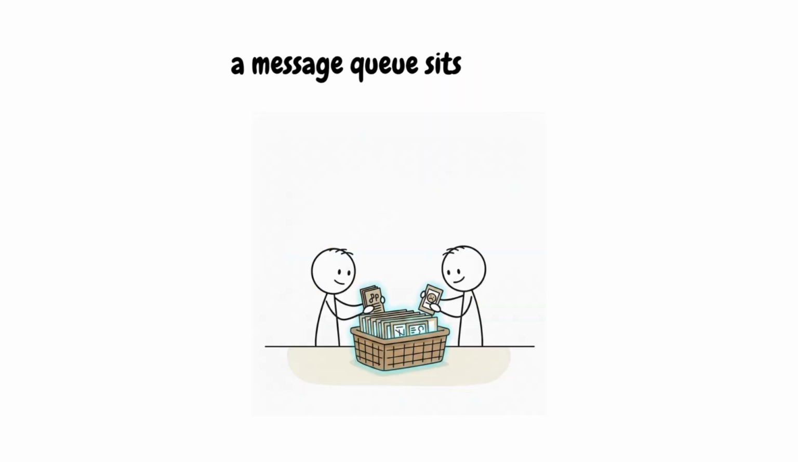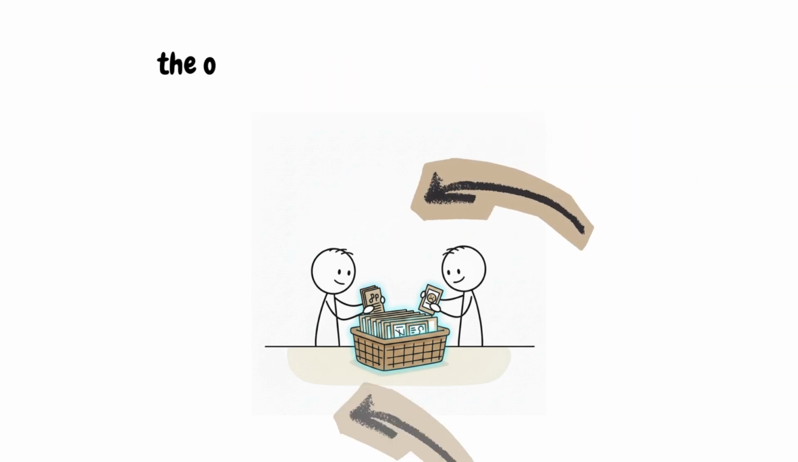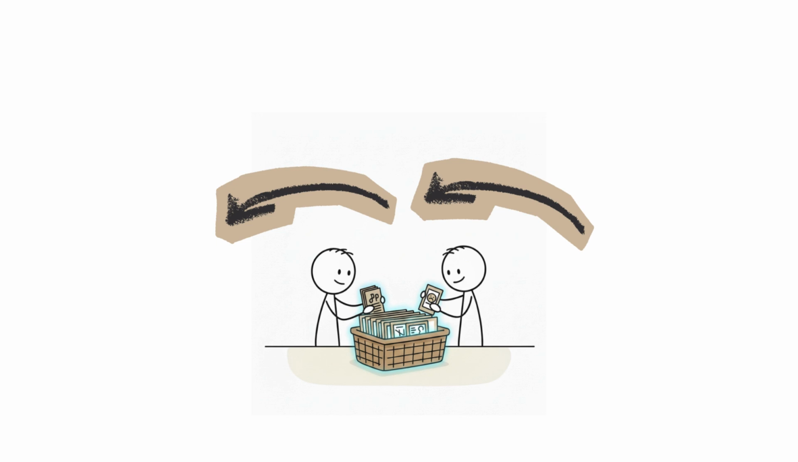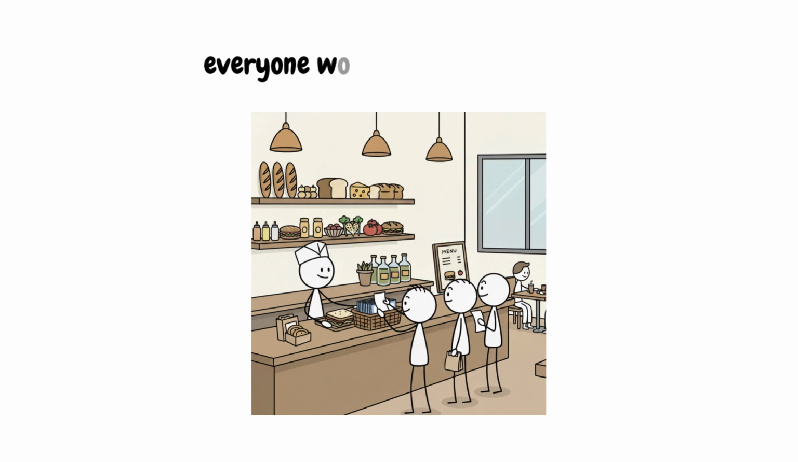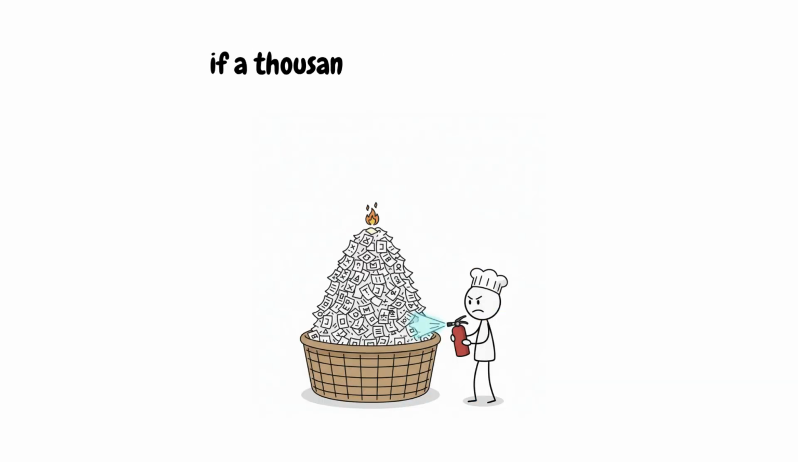A message queue sits between two parts of a system. One part sends tasks, the other part processes them when it can. No rushing, no stress, no exploding sandwiches. It keeps things smooth because everyone works at their own pace. If 1,000 tasks arrive at once, the queue holds them safely instead of letting your system burst into flames.